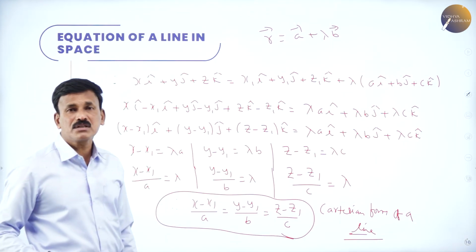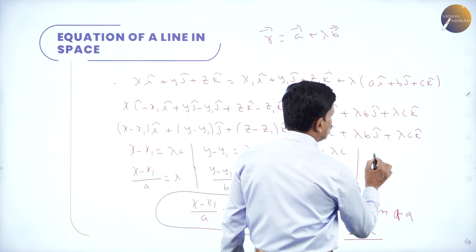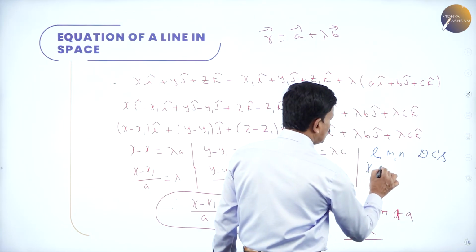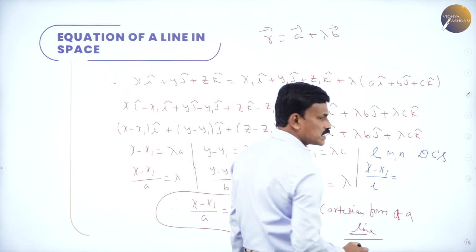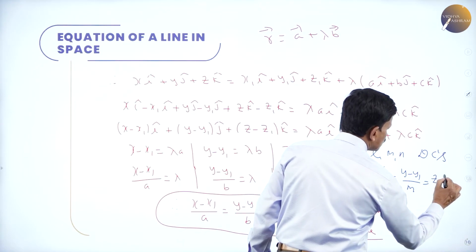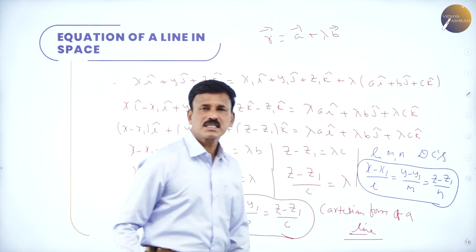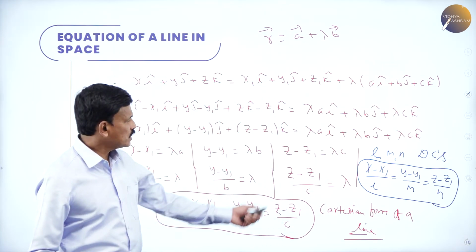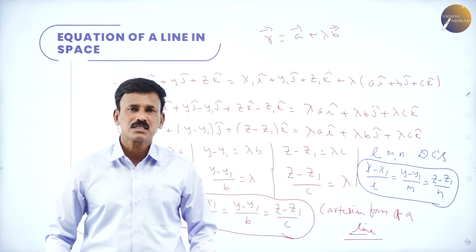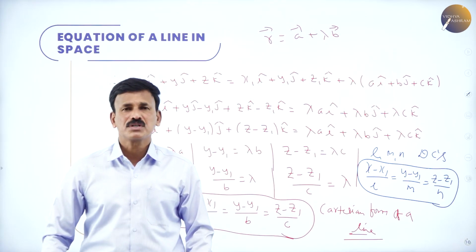Suppose l, m, n are the direction cosines, then the equation of a line can also be written as x minus x1 by l is equal to y minus y1 by m is equal to z minus z1 by n, provided l, m, n are the direction cosines. Okay, this is the equation of a line. That's it. Very, very important. Practice this. Definitely you will get this derivation, either as a theory question or a problem for 3 marks.